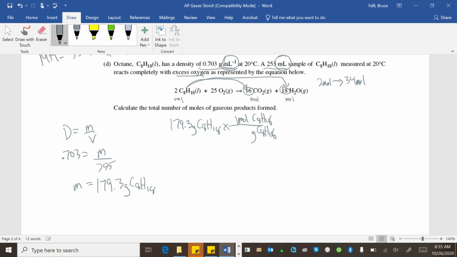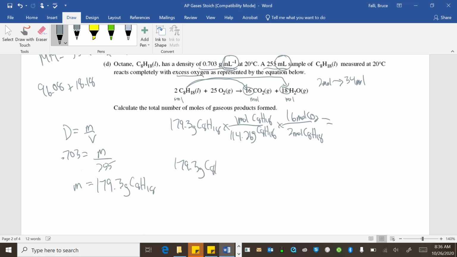I'm going to the periodic table to get the molar mass of octane. So 8 times 12.01 is 96.08, and then plus 18.18, because there's 18 hydrogens. That's 114.26. Okay. And then I'm going to have 2 moles of C8H18 and 16 moles of CO2. Now notice it just says how many moles form. Okay, so if you do this, you'll get it, and then you can do the same thing again.